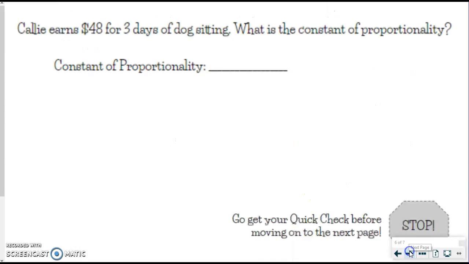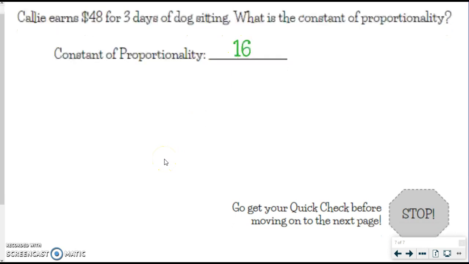Okay? One more. We got a real world situation here. So again, you're just trying to find the connection of what's happening. So it says Callie earns $48 for 3 days of dog sitting. What is the constant of proportionality? So what are you doing to the 3 days to get to the $48? If you're not sure, you can always work backwards. If our dollars is our dependent, which is the y variable, and days would be our independent, which is x, you can take 48 divided by 3, and if you do that, you get 16, which is our constant of proportionality.